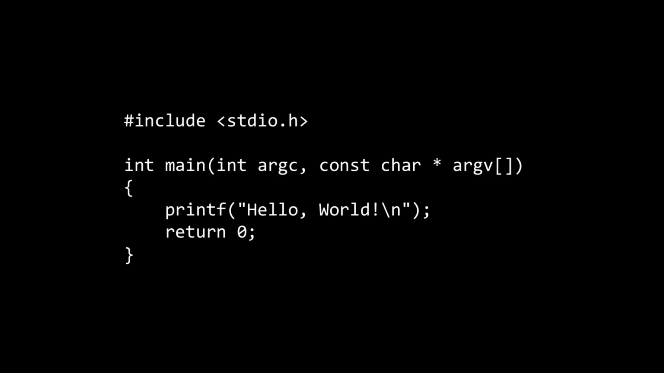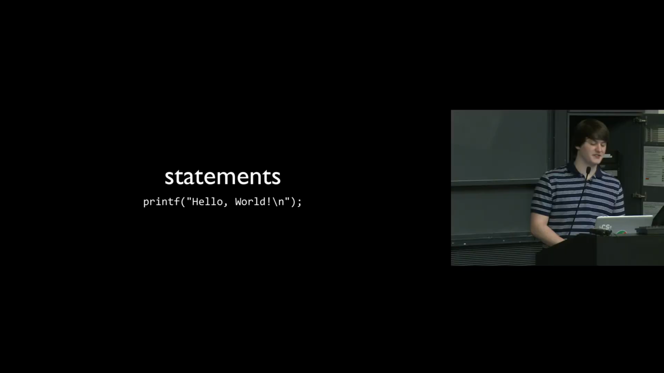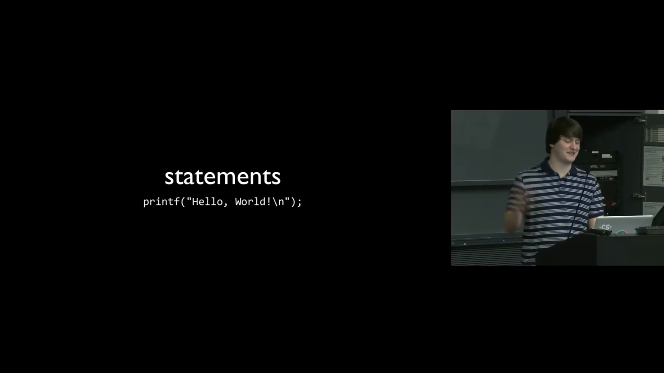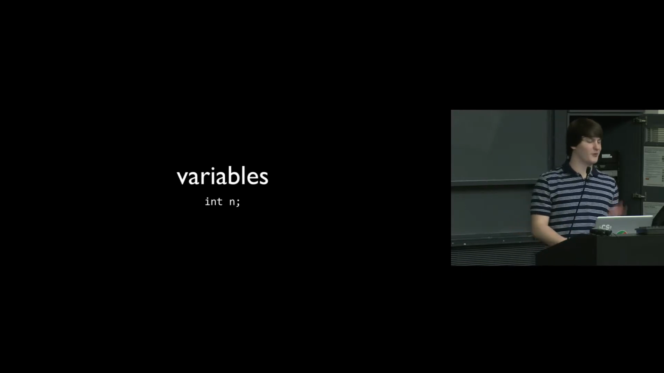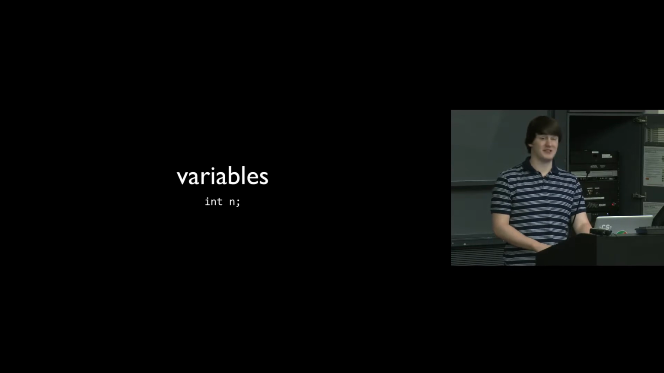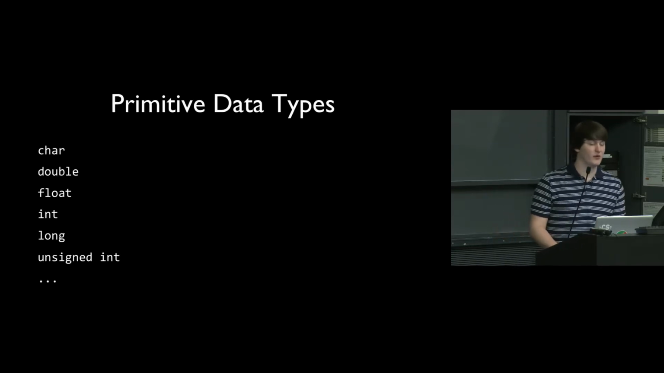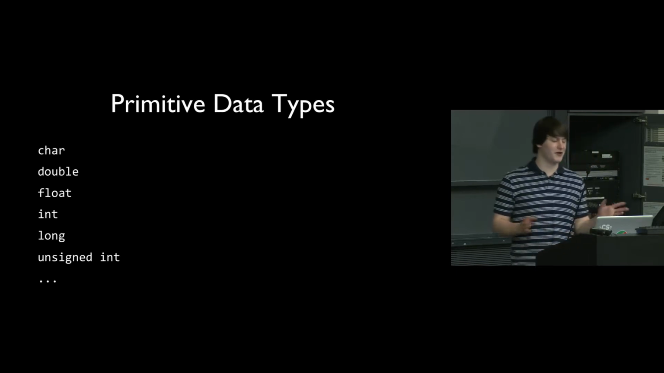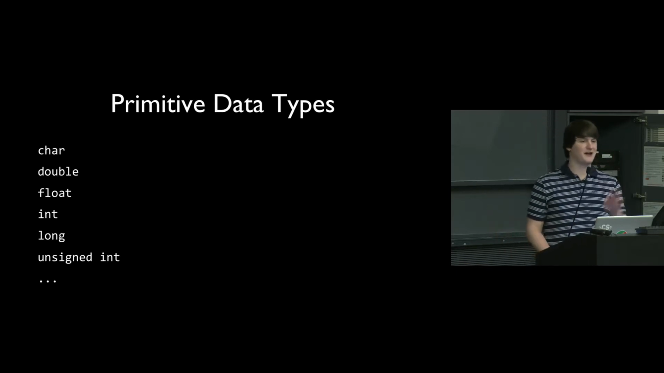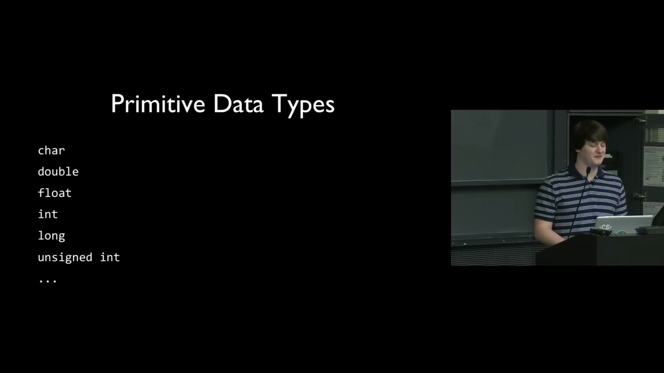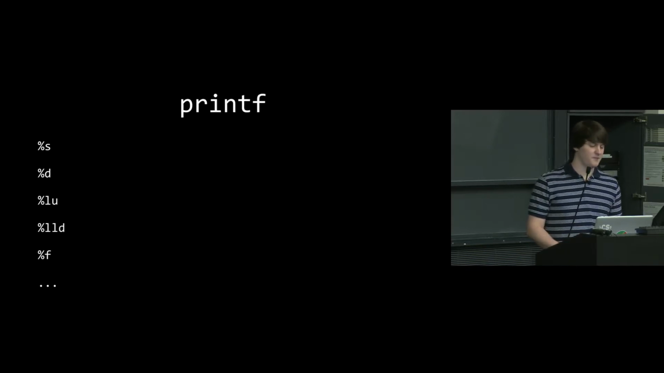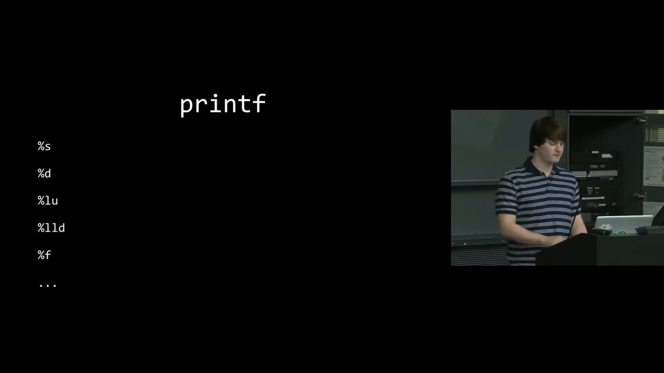We'll see that once we get to Objective-C, we're not going to really be using printf anymore, but it's a pretty standard program. So statements, that is a statement. Variables, you just declare them, int n, or you could say int n equals 0. That's going to be the same when we get to Objective-C. We have all of our regular primitive data types: char, double, float, int, long, and then the modifiers like unsigned int and unsigned double. And printf.